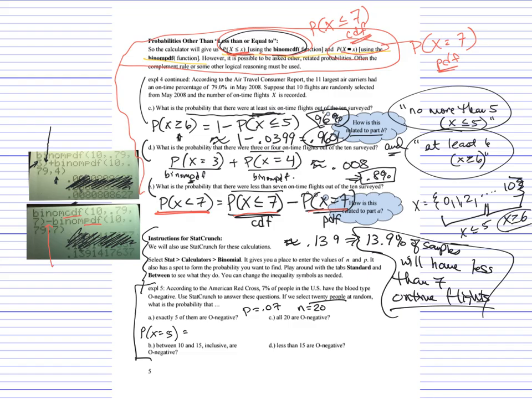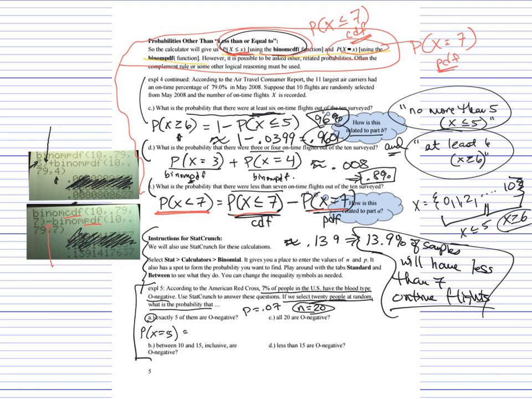Notice that p is 0.07. We're back to our 7% of people have O negative blood type example. And it says now we're selecting 20 people at random. So we're talking about n equals 20. Part A asks, what is the probability that exactly 5 of them are O negative? Again, I rewrote that as the probability that x equals 5.